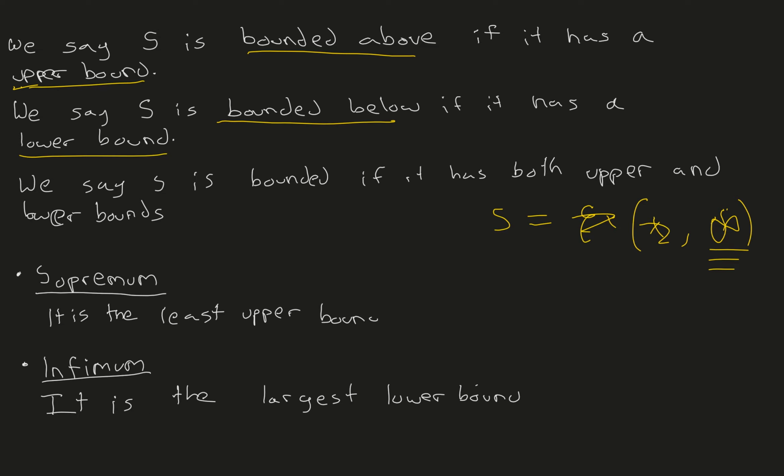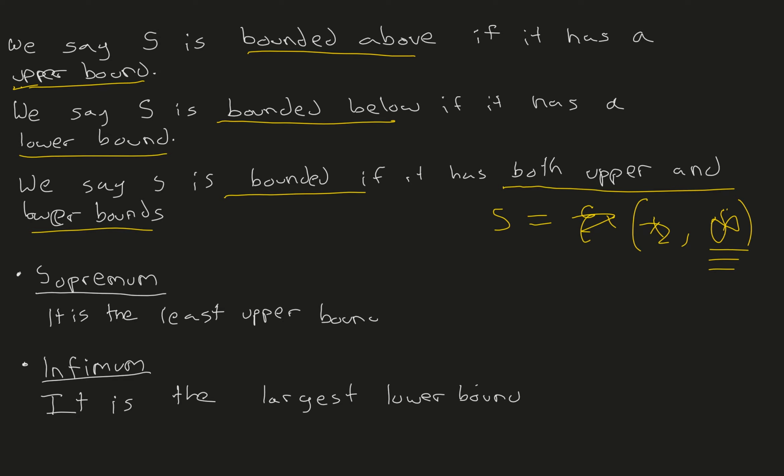So some sets are bounded above and some sets are bounded below. And in the case that they're both bounded above and bounded below, i.e., they have both upper bounds and lower bounds, then we say the set is bounded as a whole.